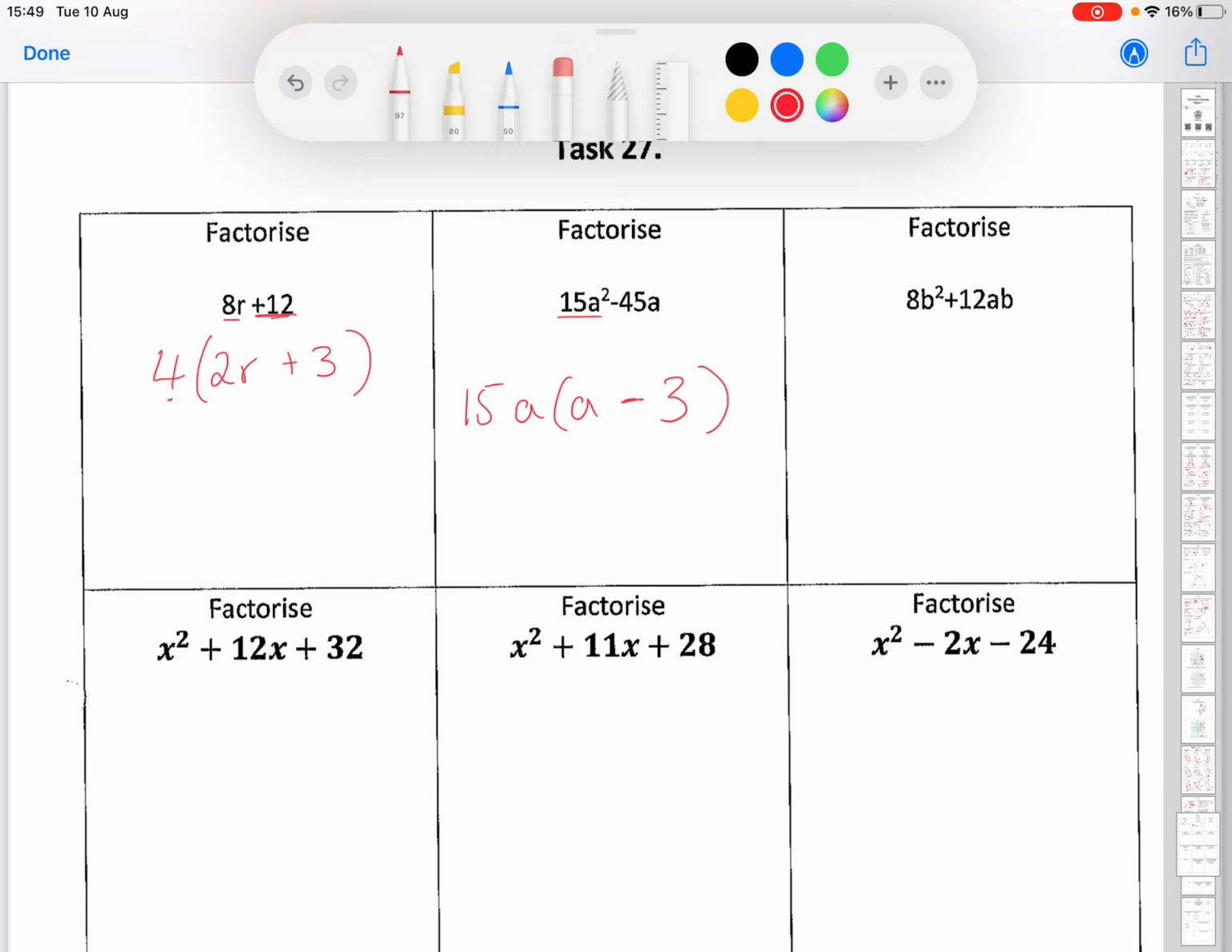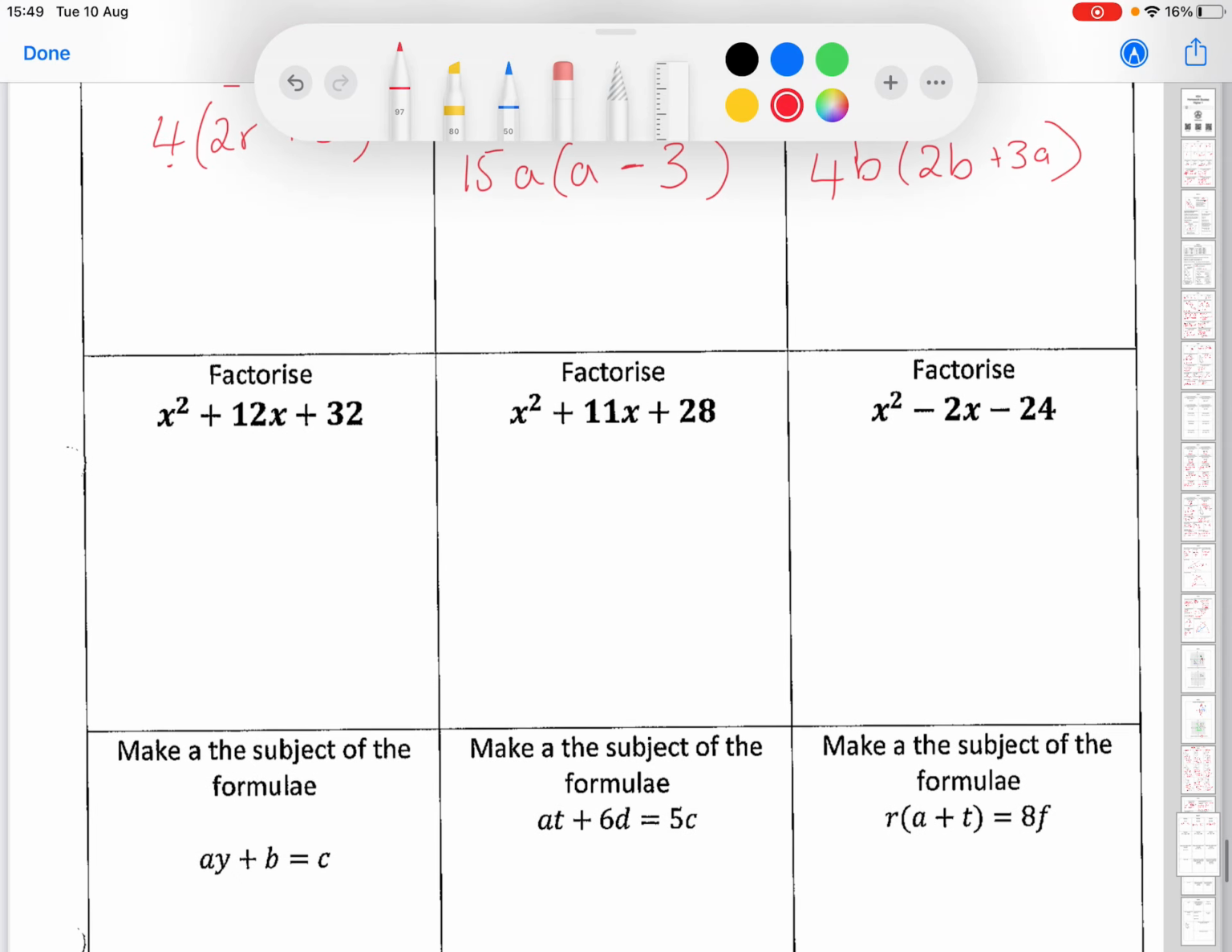Okay, next one. What goes into 8b squared and 12ab? Now there's a b in both of them, so a b definitely needs to come outside our bracket. But also a number goes into 8 and 12, so the highest number that goes into 8 and 12 is 4. Now you want to think about when you're expanding your bracket, what would you times 4b by to get 8b squared? So 4b times what gives us 8b squared? So we definitely need another b, but 4 times what gives us 8? It would be 2b. Then 4b times what gives us 12ab? Well, we need the 3 to make the 12. We've got a b, but we need another a, so it'd be 3a.